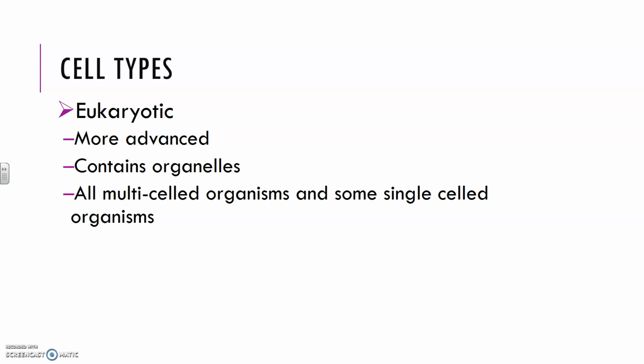All multicelled organisms and some single-celled organisms are eukaryotic. The whole being able to communicate with other cells in an organism is specifically a eukaryotic trait. You don't see that in prokaryotes. Now, there are some single-celled organisms that are eukaryotes. They are just more advanced cells. They have those organelles, they have a nucleus, all that stuff, but they are not multicellular.